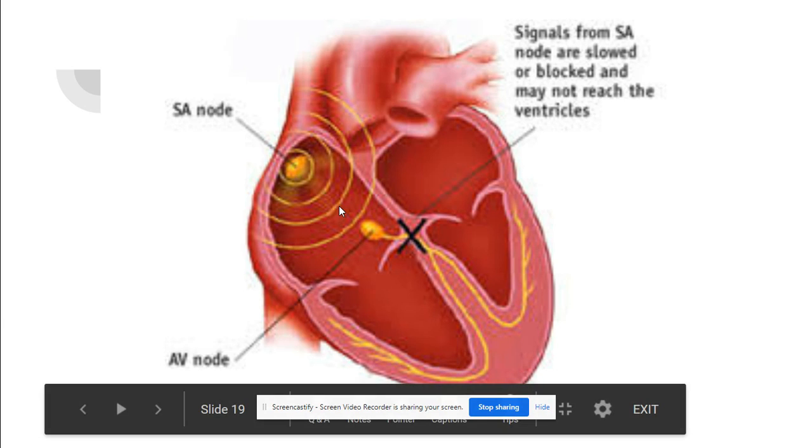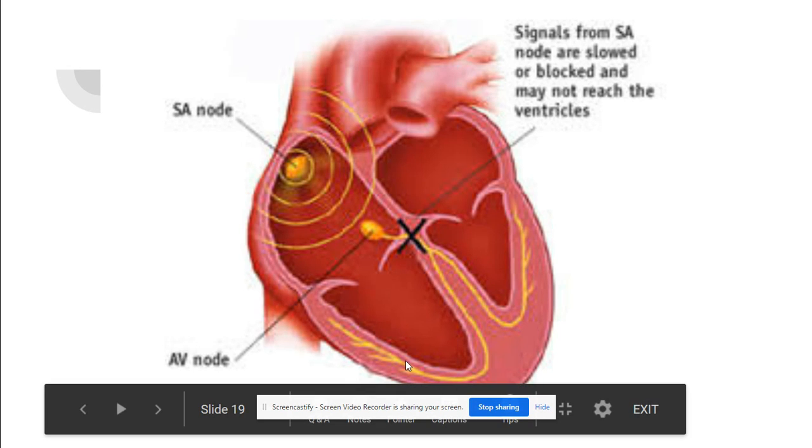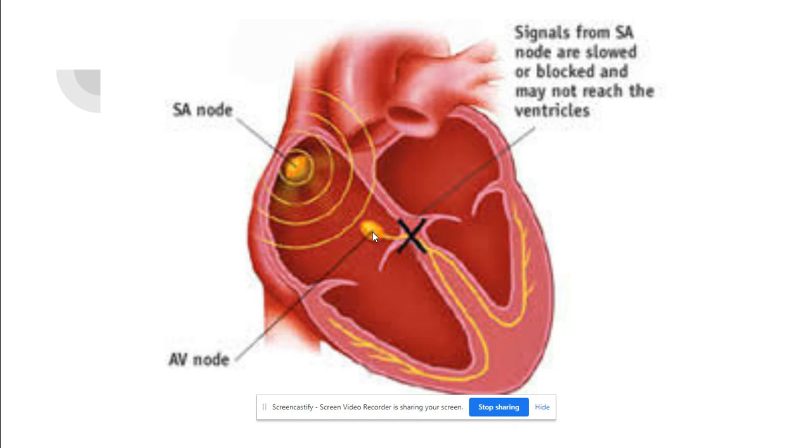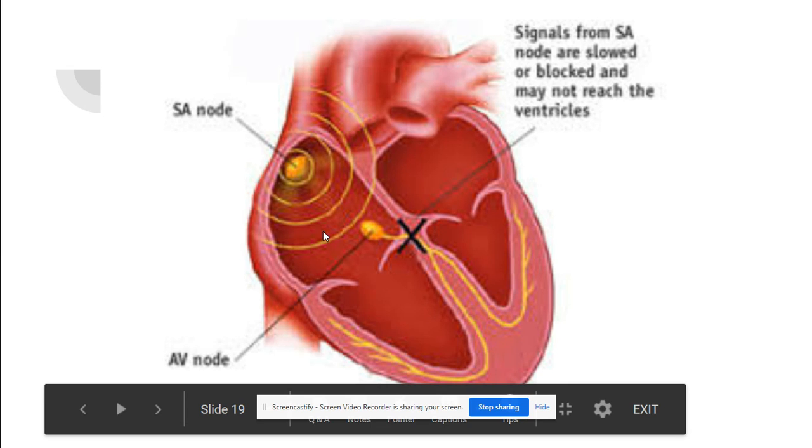Okay, so some anatomy here. The SA node sits here, the AV node, as you know, sits here. Then we have the bundle of His, the right and left bundle branches, and the Purkinje fibers here. So if there is a block between the SA node and the AV node, which would be the atrial rhythm moving into the ventricular rhythm, then there's a conduction problem.